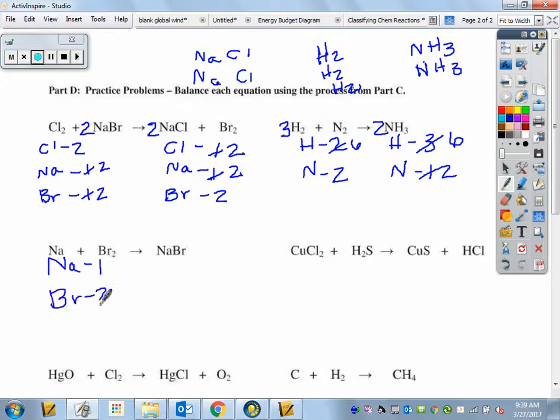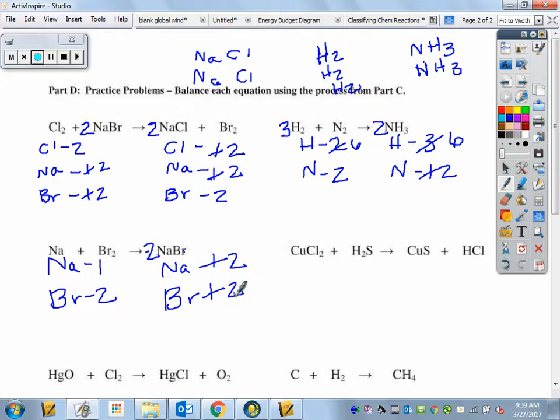Alright, over here, Na, I only have 1. Br, I have 2. And I'm going to make an Na and a Br. And it looks like I have 1 and 1. So my bromines are not balanced. So I'm going to put a 2 in front of it. 2 times Na gives me 2. 2 times Br gives me 2.